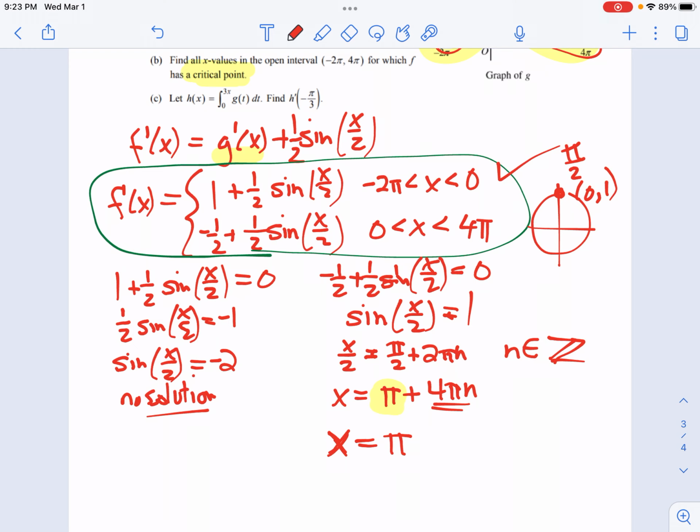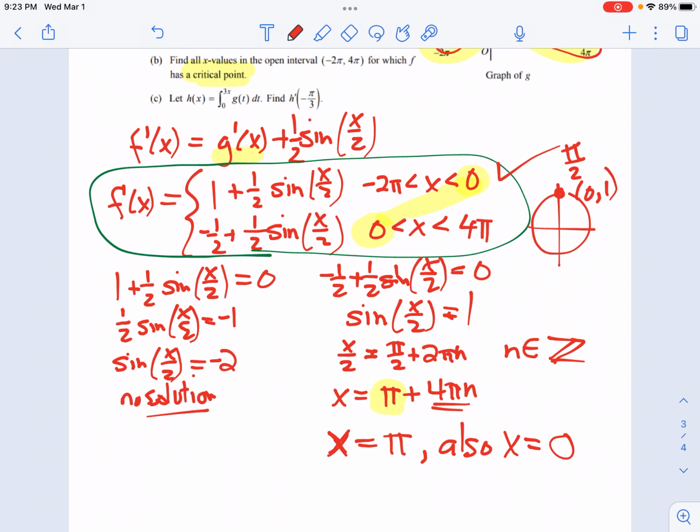That is the place that has a critical point, also known as what makes the derivative 0. Now there is one more place where a critical point could exist, and that is where the derivative is undefined, and that is at 0. So also x equals 0, where this function does not have a value. Okay, man, that was part B.